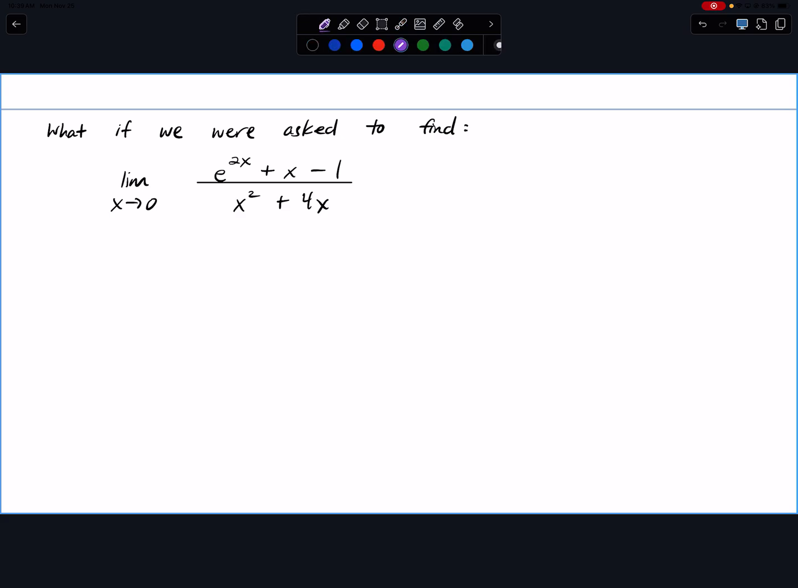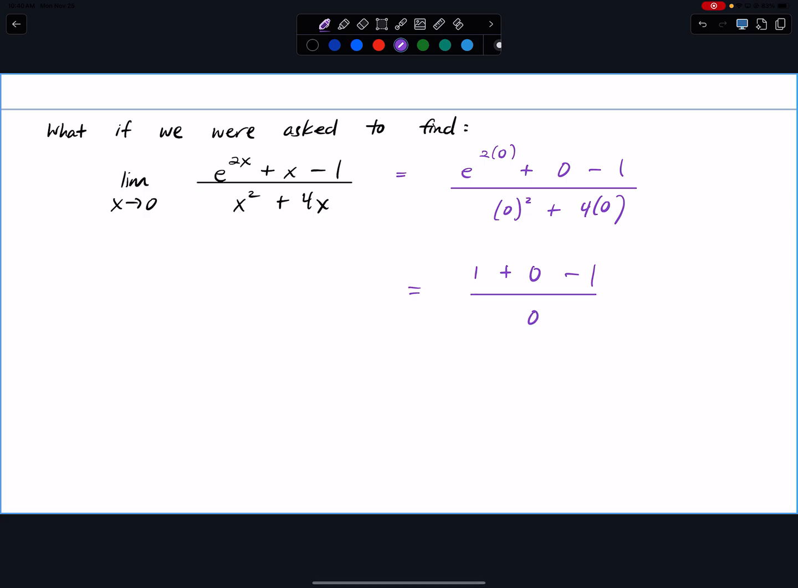So if I plug in 0, do you guys agree that's going to be e to the 2 times 0 plus 0 minus 1 over 0 squared plus 4 times 0. What's 2 times 0? 0. Anything to the 0 power is 1. So 1 plus 0 minus 1 all over 0. What does the top become? 0 over 0. So what do we do now?